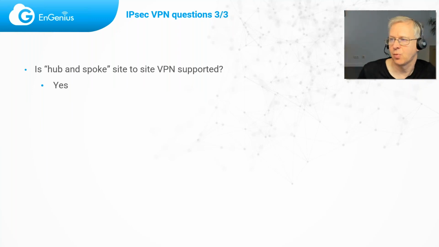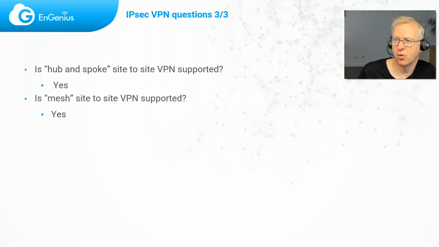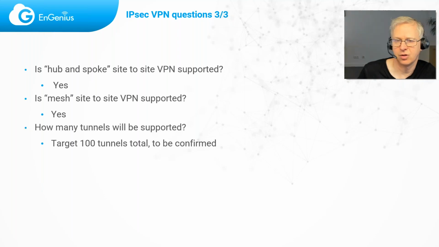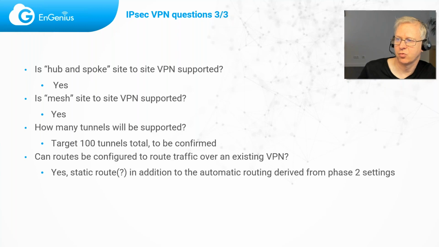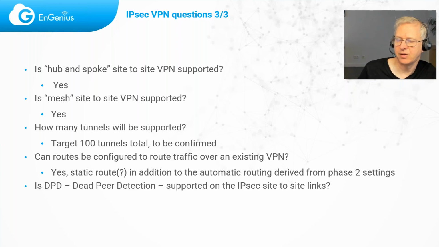Hub and spoke supported, mesh supported, tunnels. The target is that 100 tunnels total will be supported. Site-to-site IPsec VPN tunnels, that is. Can routes be configured to route traffic over an existing VPN? I was told yes, but I still have to check this. Dead peer detection is also supported.